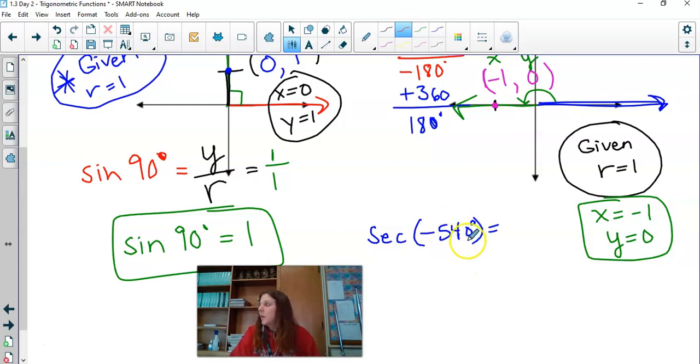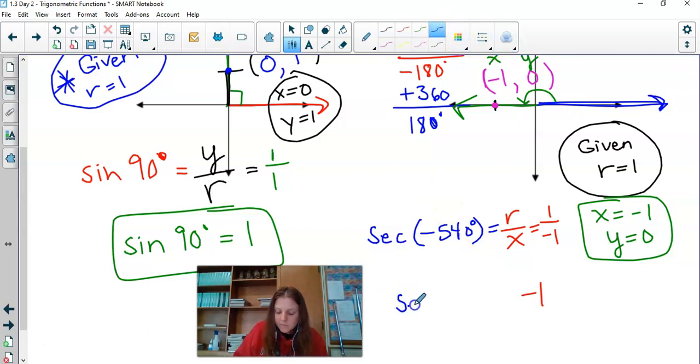The secant of something is the r over the x. We wrote all these ratios down in the last set of notes. So what we're looking for then is 1 over a -1. 1 divided by -1. And again, that was r over the x. 1 divided by -1 is -1. So then your answer is secant of -540 equals -1.